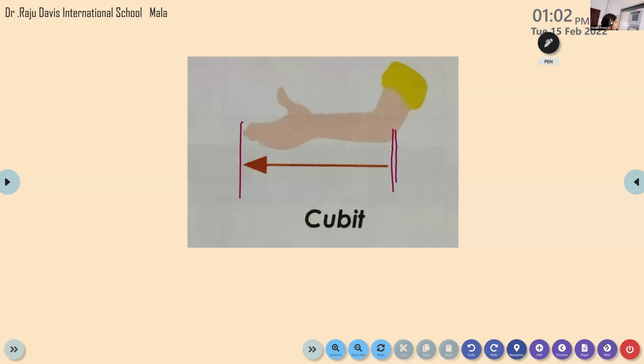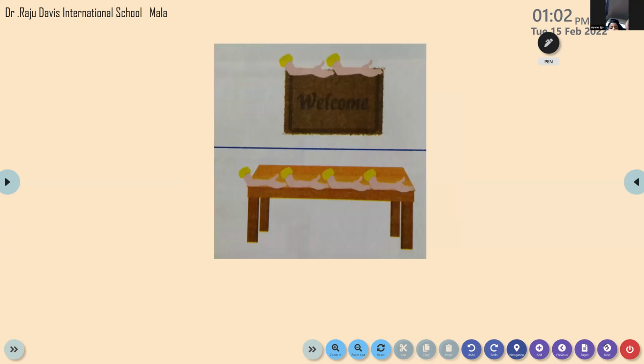Now let's see some examples of measuring the length. You can see a welcome mat. Its length is measured using cubit. Sai Krishna, how many cubits is the length of the welcome mat? Count it. Look at the board. 2. Very good. 1, 2. So we can say 2 cubits.